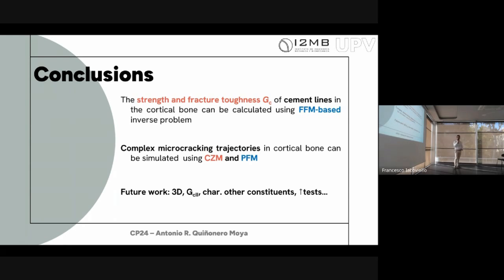The first one would be to develop a 3D model. The second one would be to obtain two different critical energy release rates for mode 1 and mode 2 on the same line. Of course, we could carry out a deeper characterization of other constituents, for instance, the interstitial bond, and trying some values and trying to estimate somehow its critical energy release rate. And finally, something that we are currently doing is increasing the number of tests that we carry out.